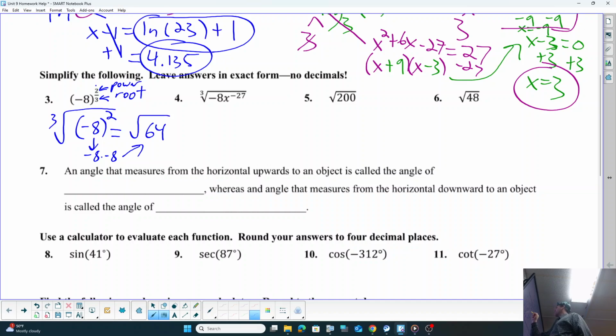And then if you cube root it, what's the cube root of 64, do you know? It should be 4. That's excellent. What about the square root of 200? Try that one on your own, please.